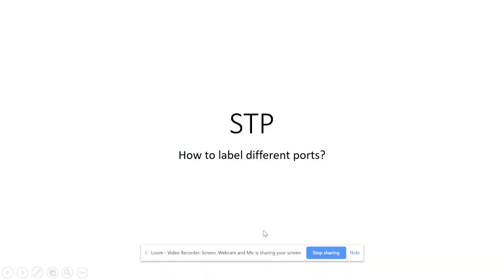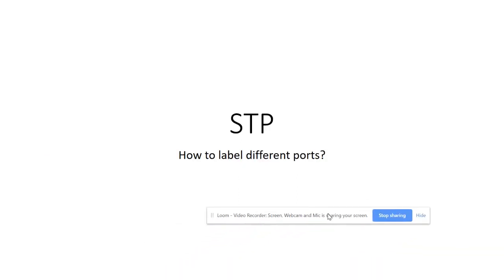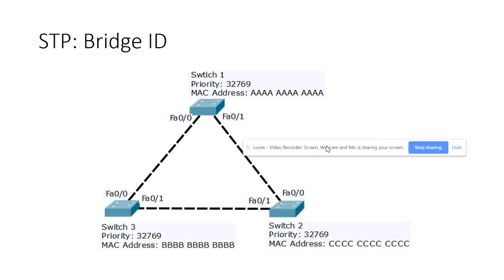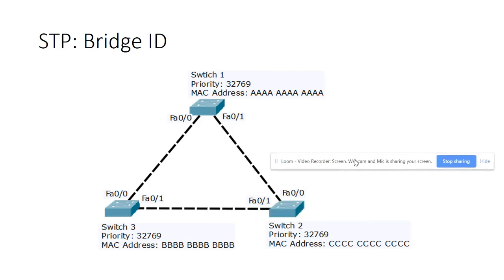Hello everyone, in this video I'm going to talk about the STP protocol and we'll discuss how to label each port of a switch when the STP protocol runs. So the STP protocol runs in a network at layer 2, consisting of switches and bridges.